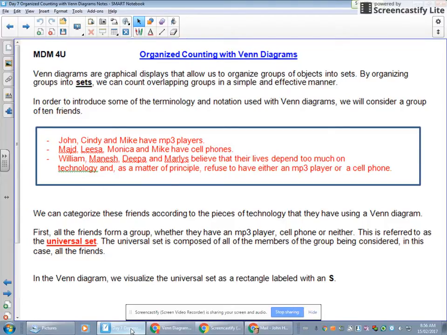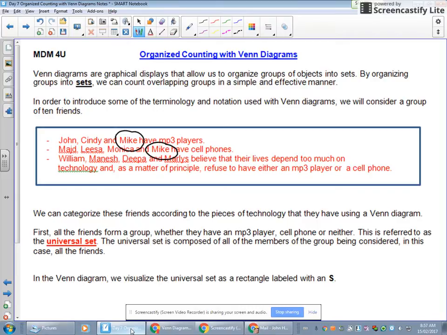So Venn diagrams, I think you're going to want to read through this on your own. I've asked you to start by reading through, but I just want to take a synopsis of what we're talking about here. We're given a situation where John, Cindy, and Mike have MP3 players. Majid, Lisa, Monica, and Mike have cell phones. I'm noticing that Mike is repeated here.